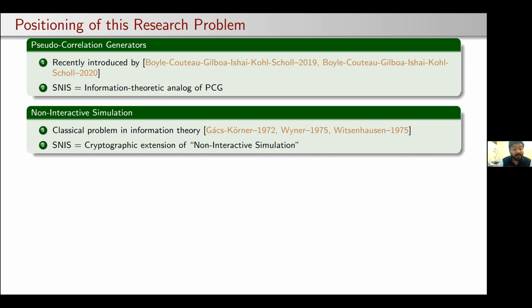A classical problem in information theory considers an identical model to the one I presented earlier. However, there is no restriction of security. So, secure non-interactive simulation is a cryptographic extension of non-interactive simulation of joint distributions, which has been well studied in information theory for quite some time now.